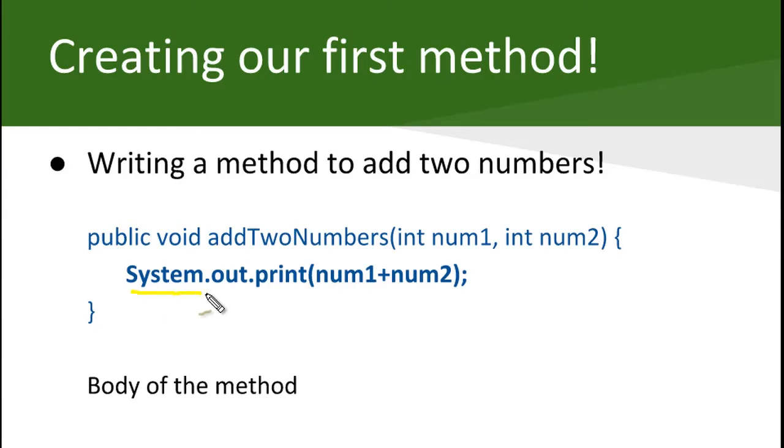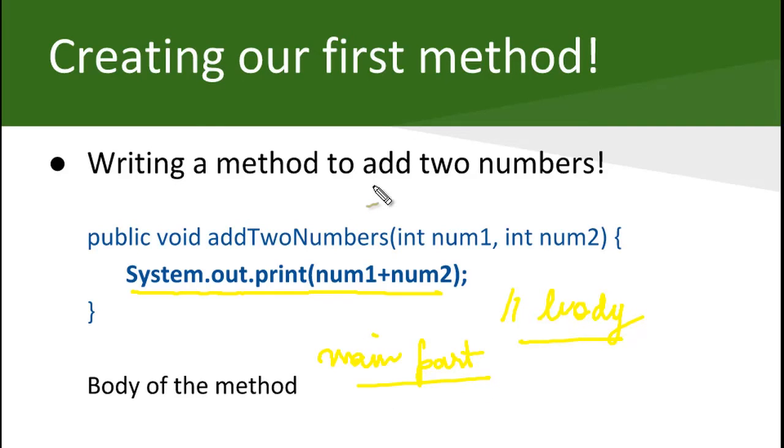And as you might have guessed, this part here is the body of the method. This is the main part where the method performs its action. So it took two numbers, two arguments or parameters as we discussed, and it did something to it. What that something is will be specified in the body. Whatever it will do will come in the body.